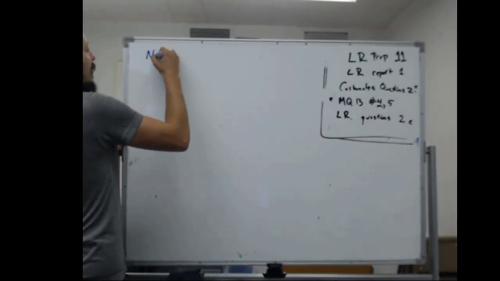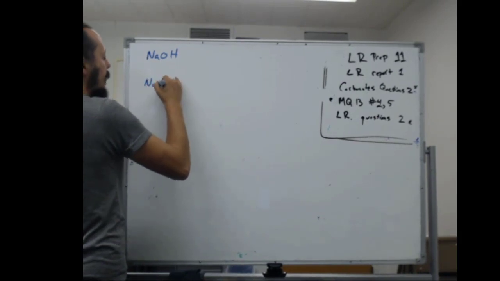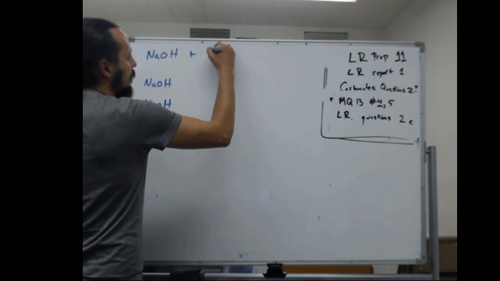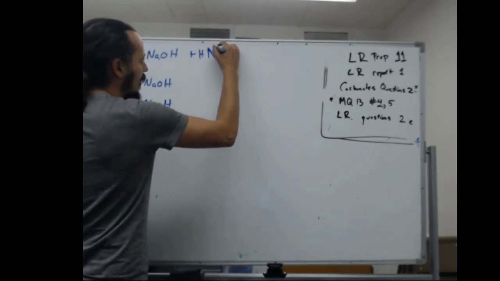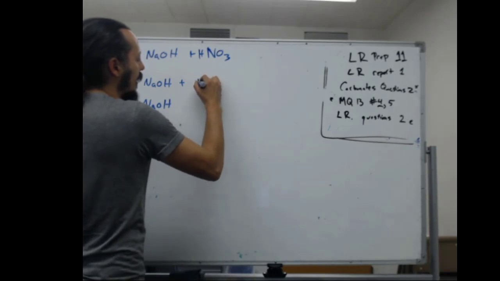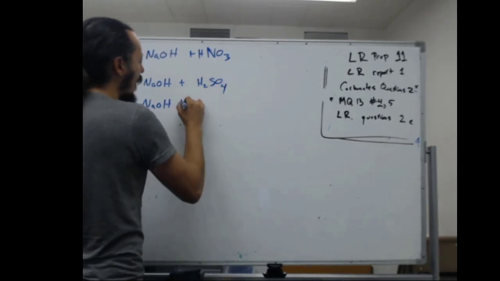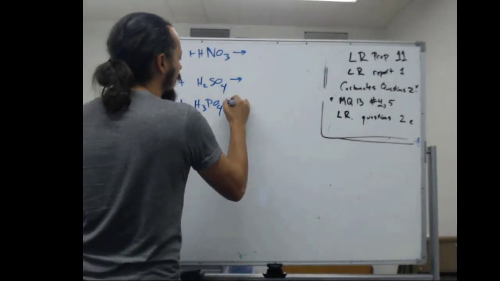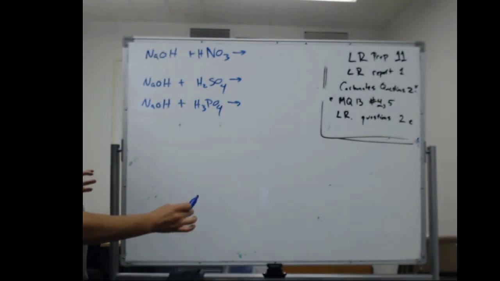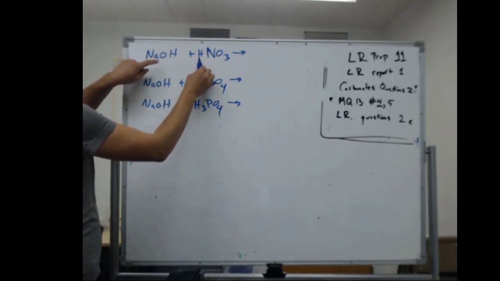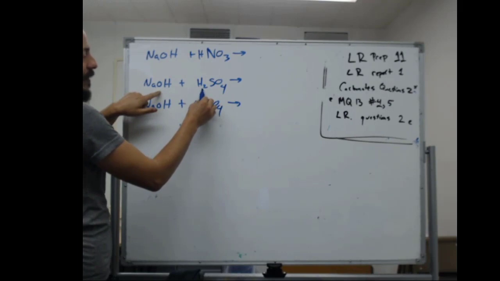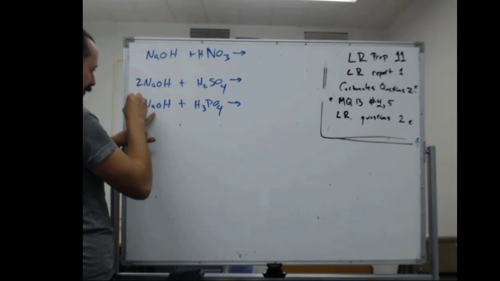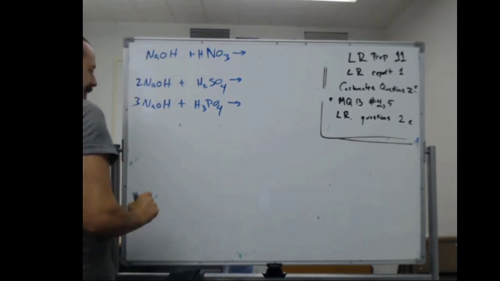We've got sodium hydroxide 3 times, HNO3, H2SO4, H3PO4. And without even putting the products, I can see I've got 1 hydrogen, so I need 1 sodium hydroxide. I've got 2 acidic hydrogens, so I'm going to need 2 sodium hydroxide. I've got 3 acidic hydrogens, so I'm going to need 3 sodium hydroxides.